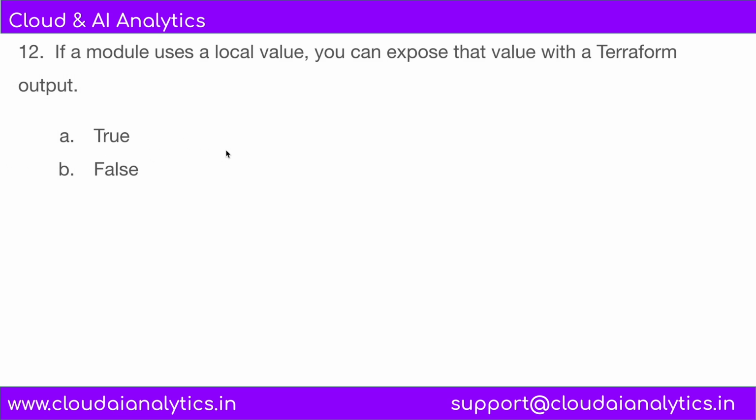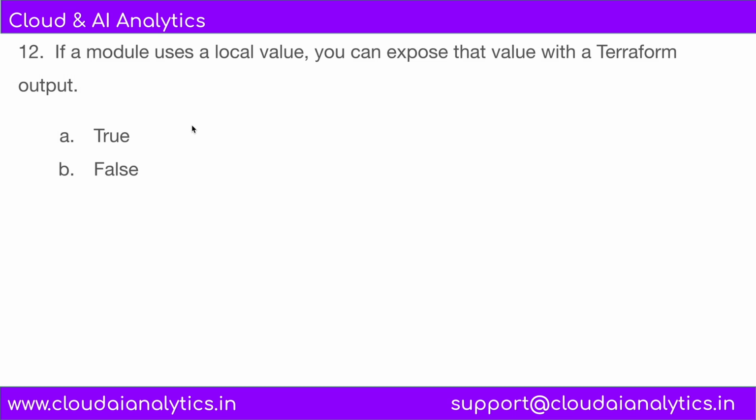So in Terraform, a module can define local values using the block called locals. Whatever values you define inside this locals block are internal to that module and are not directly accessible from outside. If you want to expose a local value outside of the module, then you can create an output that references the local value. This is a very common and valid way to make internal data available to the users outside of the module.